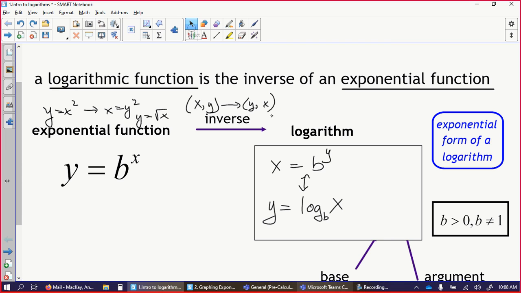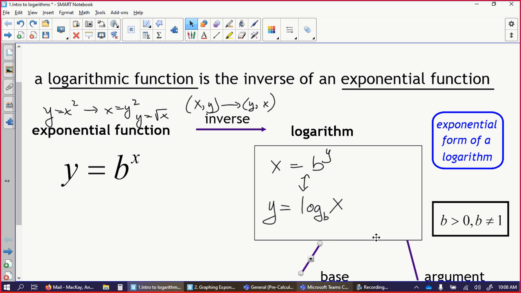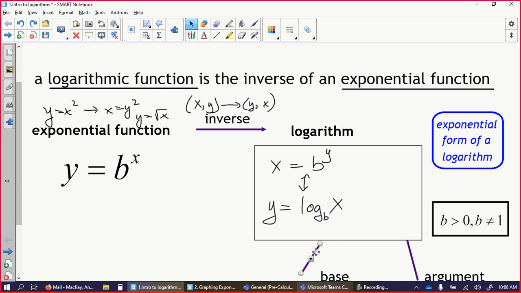Now I need to move some arrows. Order. No, not to the back. Sorry. Bring to the front.